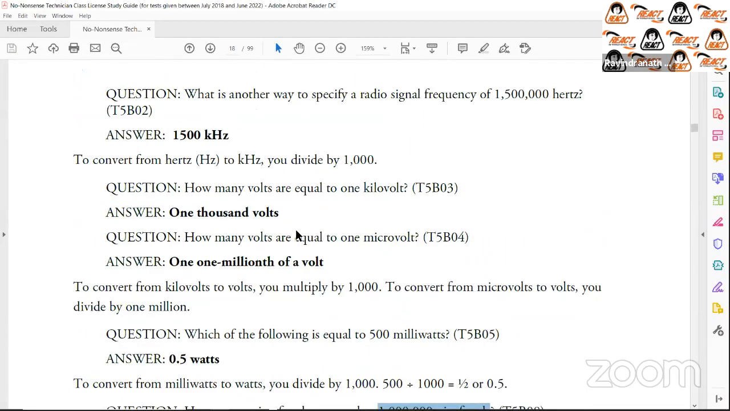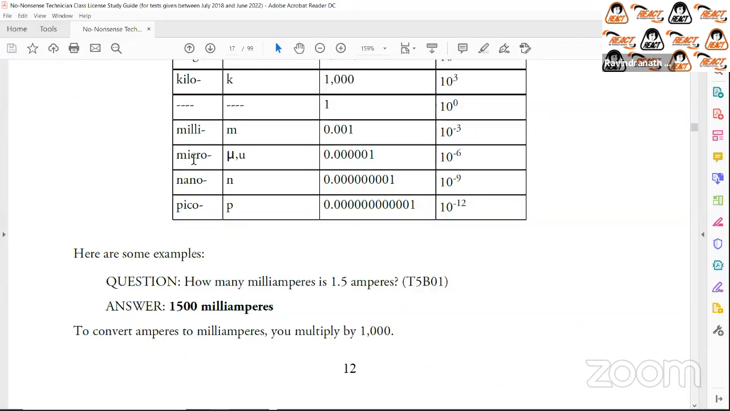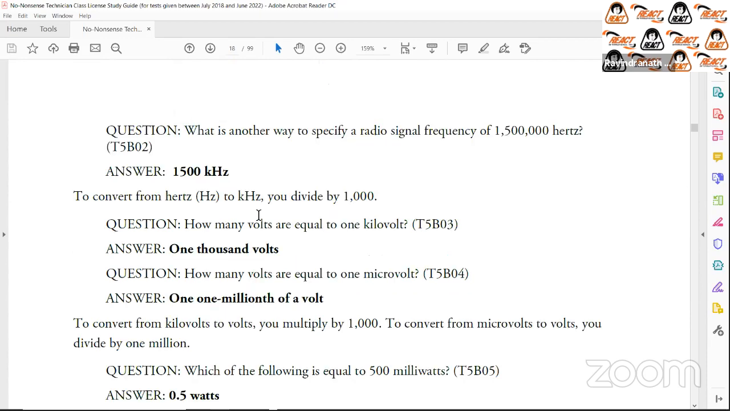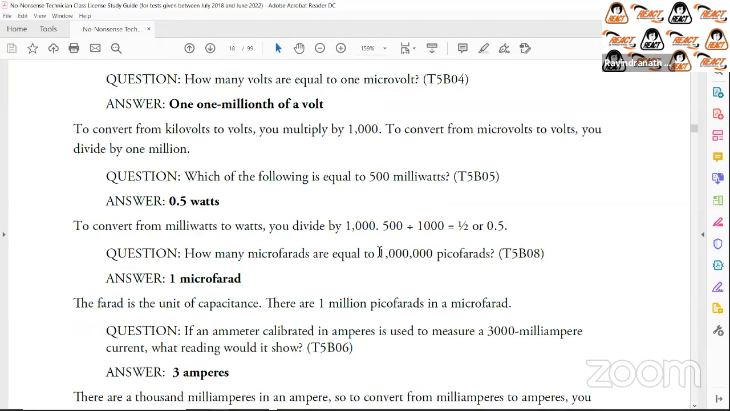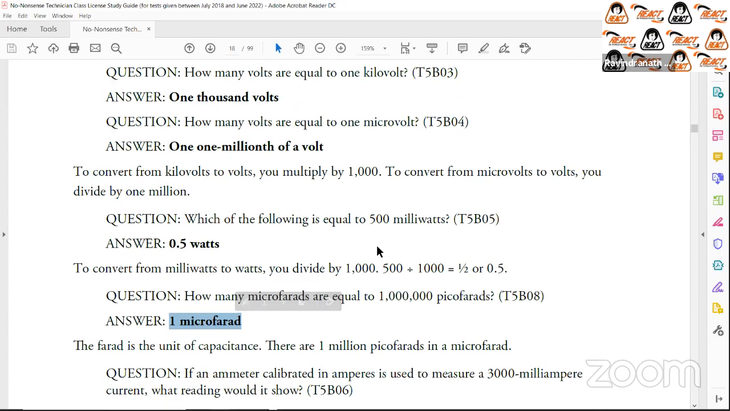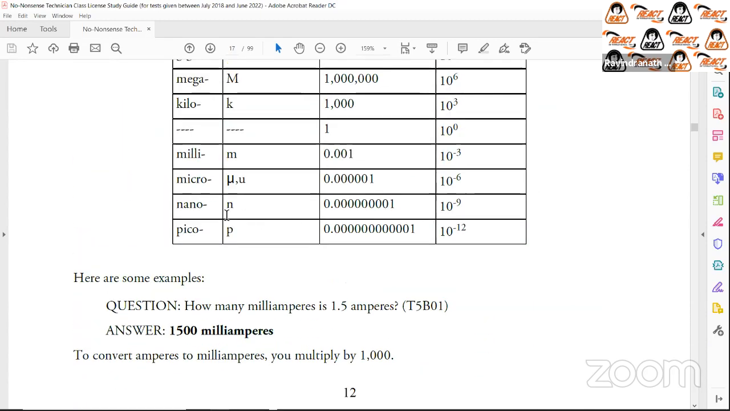So let's go back to the table. Microfarads to picofarads. The difference is 6 decimal points. 6 decimal points, if you were to convert it to whole numbers, would be 1 million. So if it's 1 million picofarads and we convert, we will get 1 microfarad, because 1 million picofarads is equal to 1 microfarad. How do we get that?